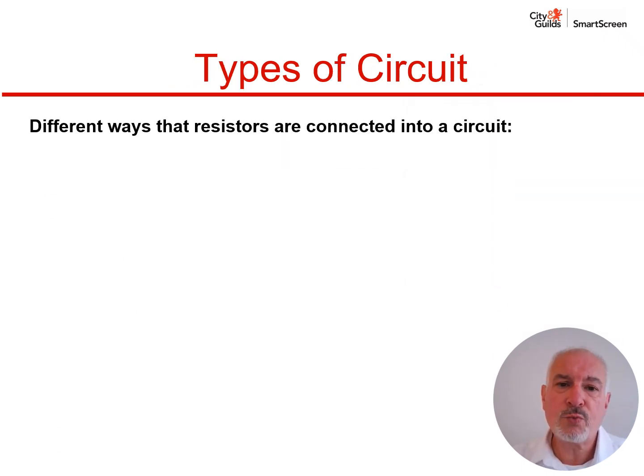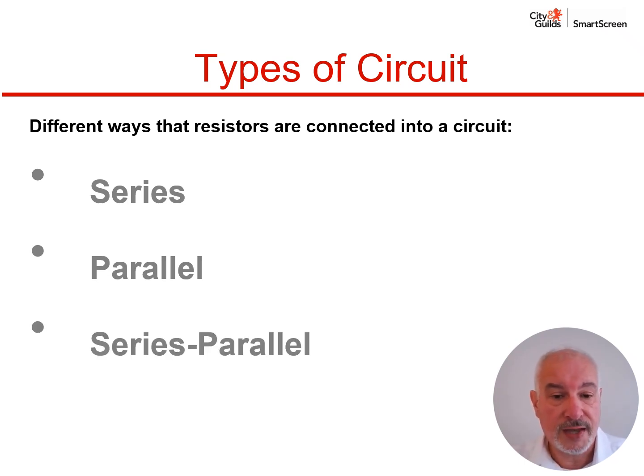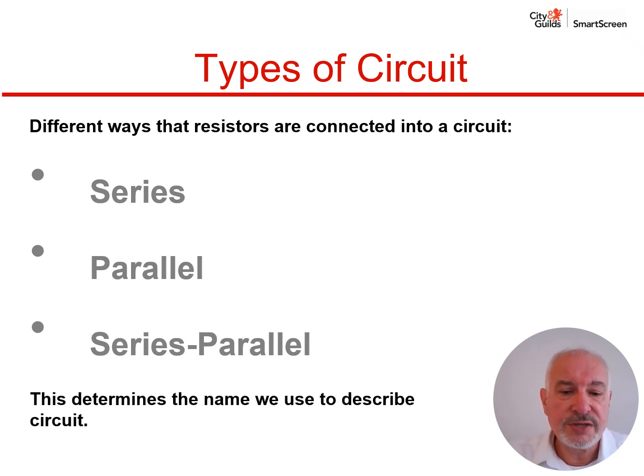Now, there are different ways that resistors can be connected into a circuit. We call these series, parallel, and a combination of the two, which we call series parallel. Now this determines the name that we use to describe the circuit. So in other words, how the resistors are connected into the circuit determines the type of circuit that it is, what name we would give to the circuit.